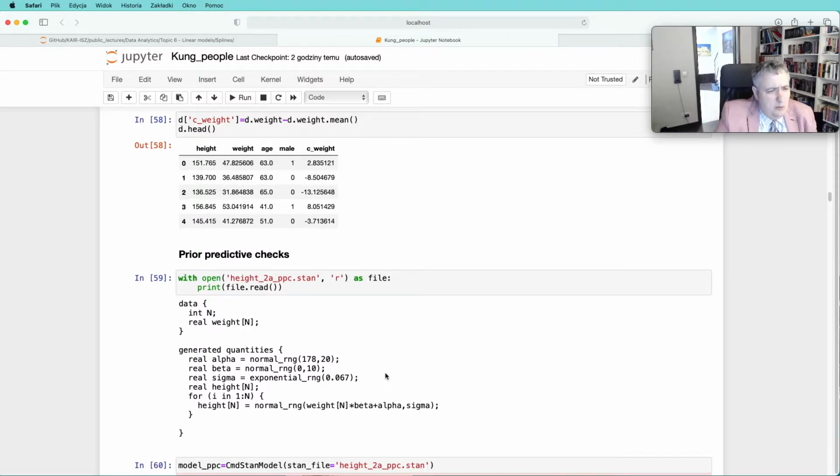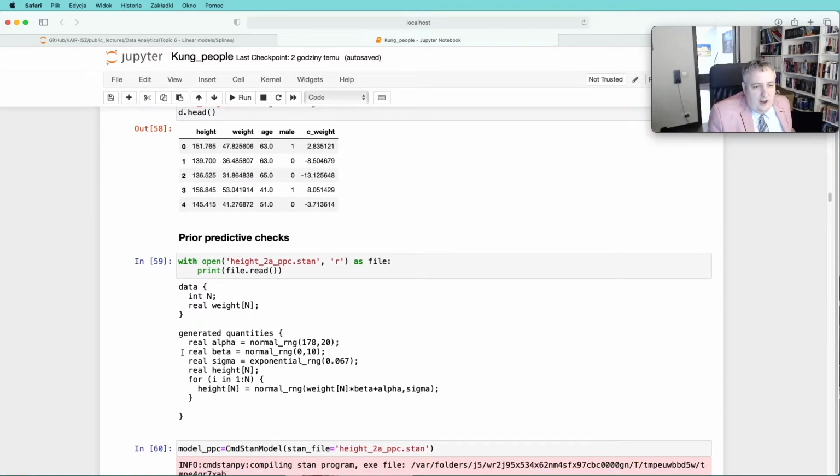So this situation is very, very similar to the previous one. We have the normal distribution of parameters. We have the exponential distribution of uncertainty, and in our case we change the generated quantities in this way: we are sampling from our normal distribution n times, because for each data point, or actually for each predictor of weight, we are predicting the height. So for each of the weights, we get one height using our model.